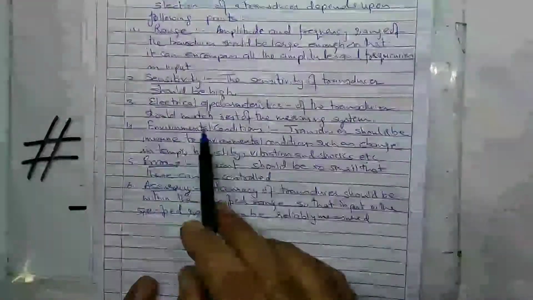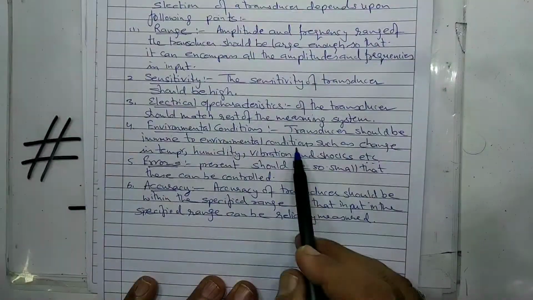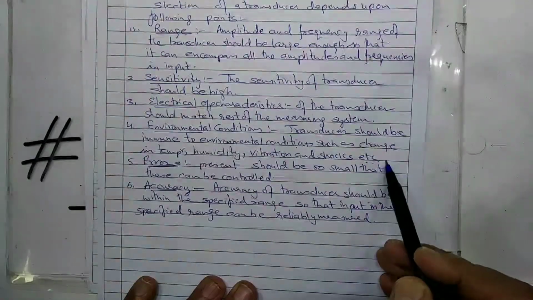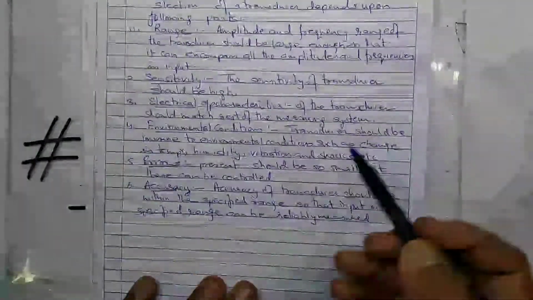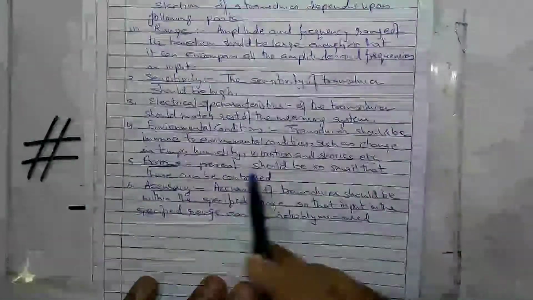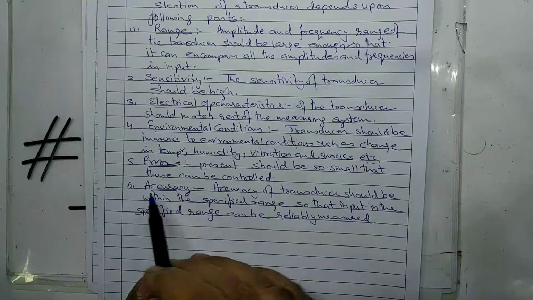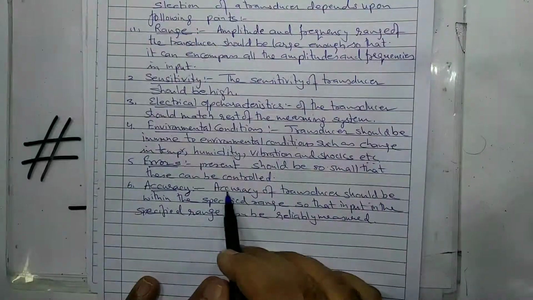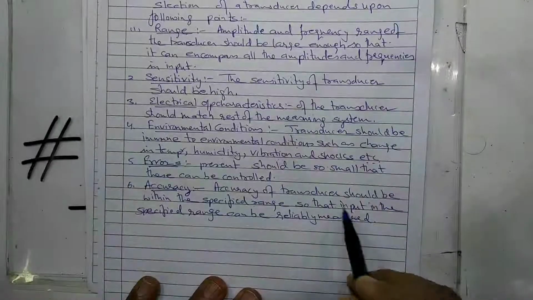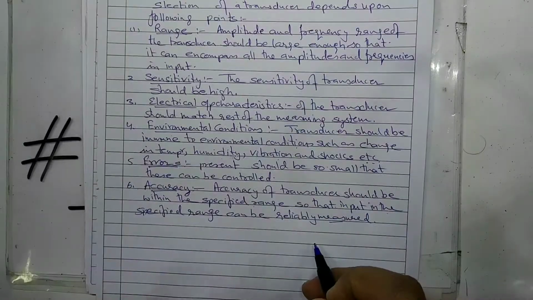Fourth is environmental condition. Transducers should be immune to environmental conditions such as change in temperature, humidity, vibration, and shocks, etc. It should be rugged enough. Fifth is errors. Errors present should be so small that they can be controlled or ignored. Sixth, accuracy. Accuracy of the transducer should be within the specified range so that input in the specified range can be reliably measured.